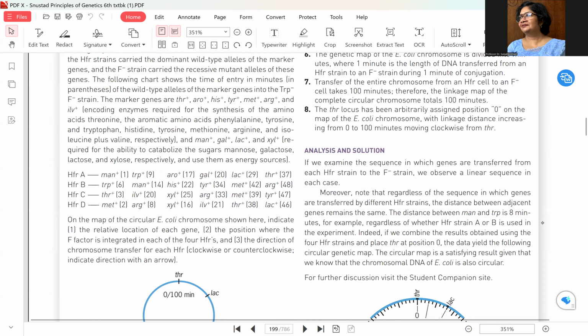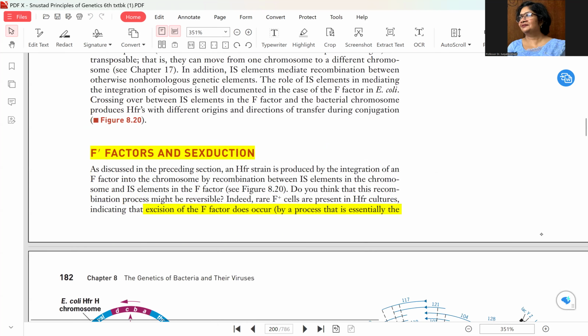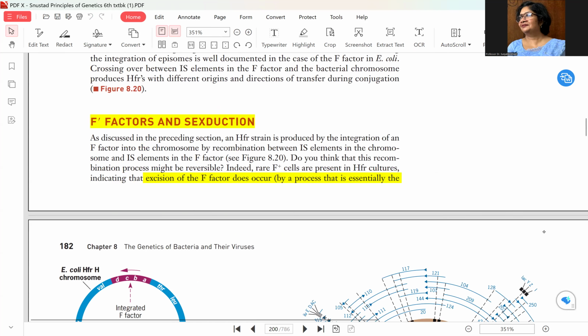The next process is transduction. In transduction, bacterial DNA is transferred through a virus into a bacterial cell. But before that, I would like to mention a little bit about sexduction, which is done by F prime factors.